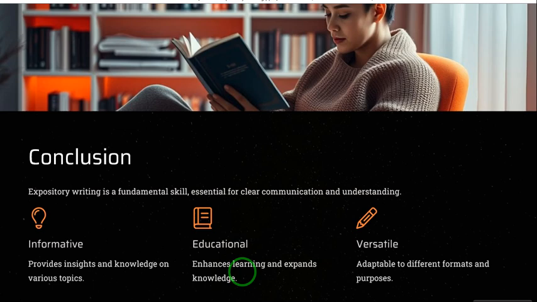As a conclusion, expository writing is a fundamental skill essential for clear communication and understanding because, as we said, it gives information, it provides information, it helps you analyze as well. So, first of all, because it's informative, it provides insights on knowledge on various topics. It's educational because it enhances learning and expands knowledge, and it's versatile because it's adaptable to different formats and purposes. So this is all about expository writing for today.